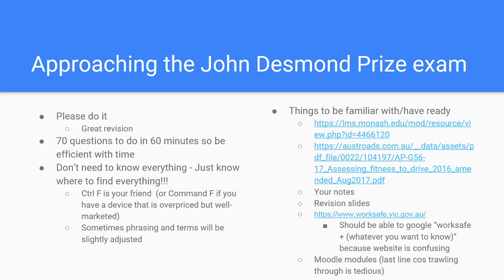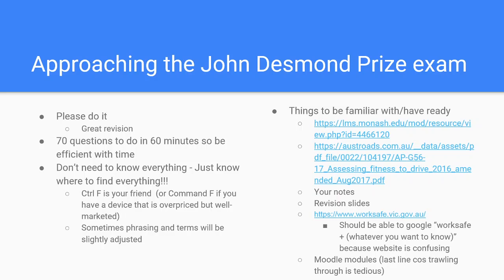John Desmond is open book, so you can Alt-Tab, you can Control F, and it's just knowing where to Control F and what to Control F. Because sometimes, instead of using reasonably practicable, they'll say something that's reasonable and able to be implemented in the workplace. So if I'm looking through guidelines, I want to be looking up reasonably practicable. I don't know if you know of the 300 points revision document on Moodle. That is a very good one to have handy to Control F. I didn't know about it until a previous John Desmond Prize winner told me about it as well. I've got the link there.